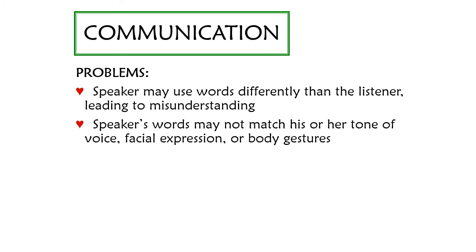The speaker's words may also not match their tone, voice, facial expression, or body gestures. This tends to happen when people are possibly from different cultures. People from different cultures will have different facial expressions, body gestures, and tone of voice to mean different things. So people who get into relationships with those from different cultural backgrounds may run into problems communicating due to those. Now, in the long term, people tend to learn better what their partner is communicating, even if they start with miscommunications.